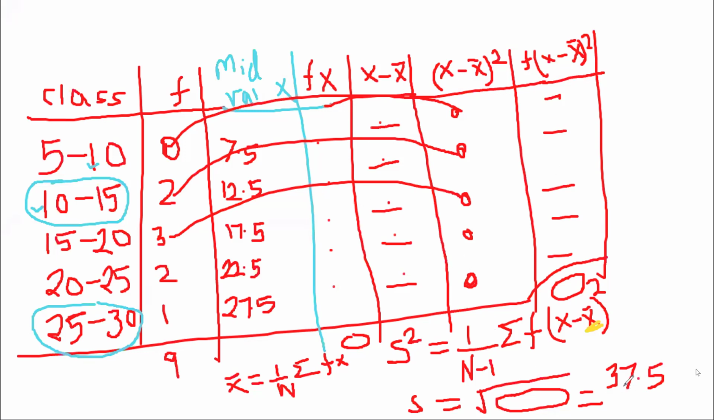Okay. Now, find the square root of this 37.5. You will get the value of standard deviation. Calculate the value of the square root of this 37.5. You will get the value of standard deviation. 6.12, maybe 6.12.